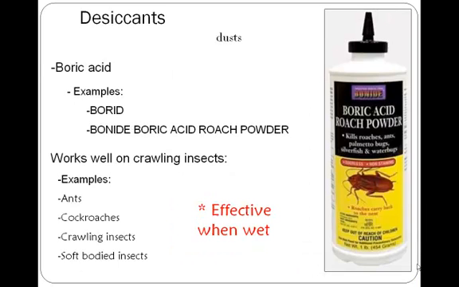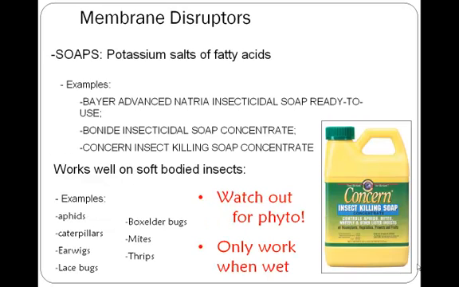Another desiccant is boric acid. And not only is it a desiccant, but it's also a stomach poison, which is why it works well for roaches. Because with roaches, you put some of this out and they crawl on top of it, and they love to clean their legs when they get back to their hiding spots. And they ingest this boric acid, and that's a stomach poison, so it kills them. It also has some desiccating properties, though. And this, unlike diatomaceous earth, is effective after it gets wet. So it can still be active after it's been wet.